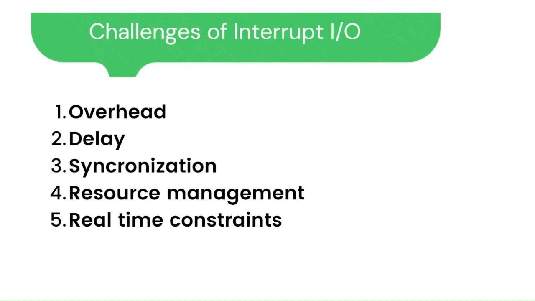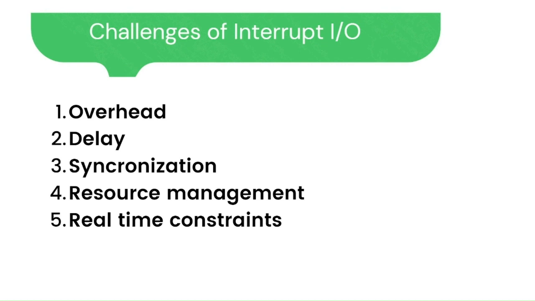Third one is synchronization. Interrupt driven I/O can also lead to synchronization issues. If multiple interrupts occur simultaneously, it can be challenging to ensure that data is handled correctly and that there are no conflicts between different devices or processes. Fourth one is resource management. Interrupt-driven I/O requires careful resource management. For example, if too many devices are interrupting the CPU at once, the system may become overloaded, leading to system crashes and other issues.